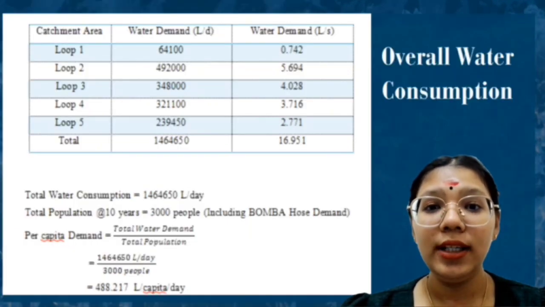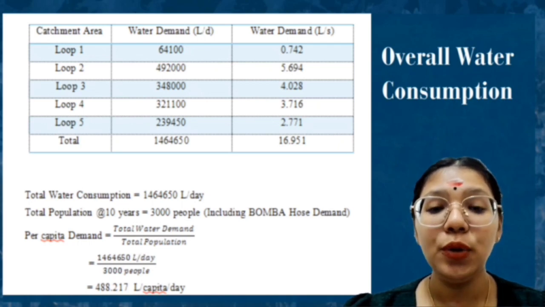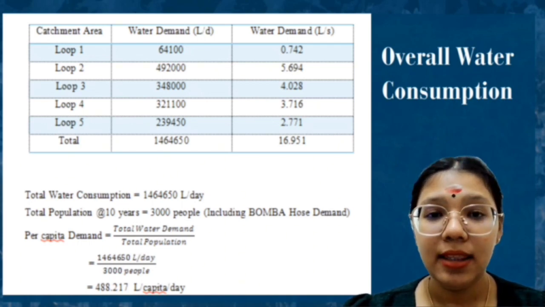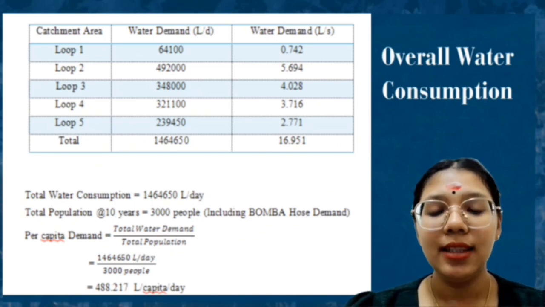Finally, the total water consumption in Perlis Matriculation College is 16.951 liter per second. The total per capita demand is 488.217 liter per capita per day for 3,000 pupils in 10 years, including fire hose demand. That's all from me. Thank you.